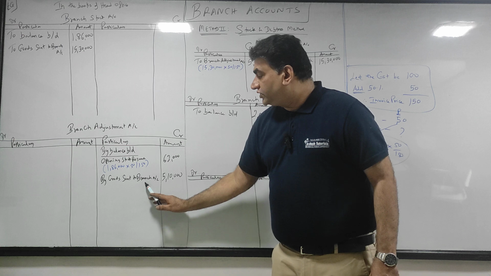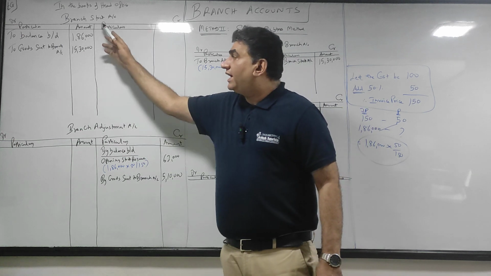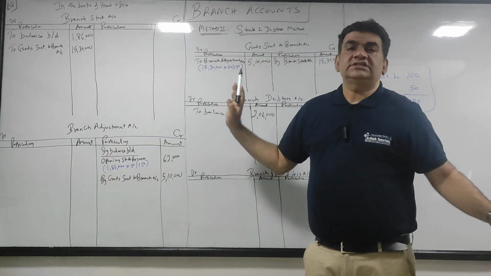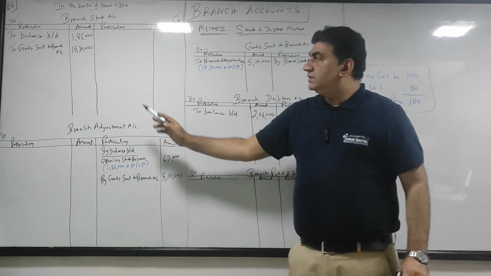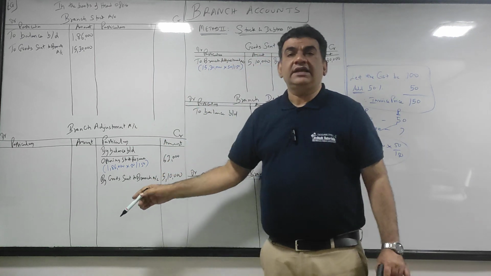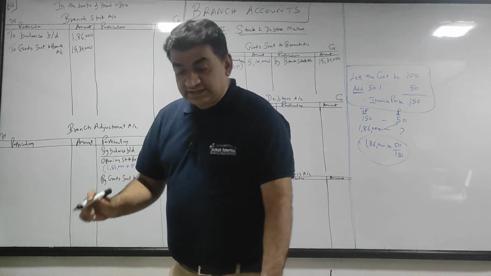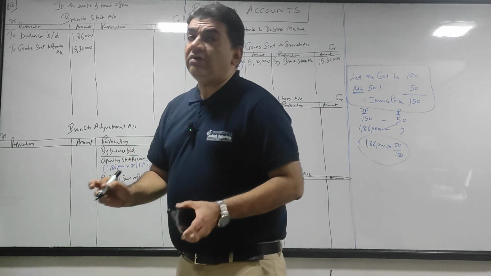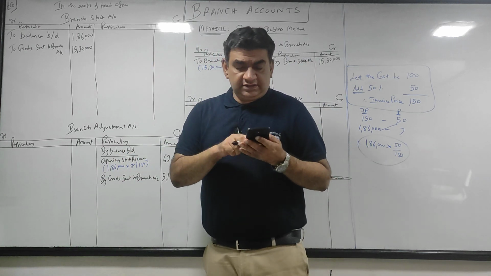Why is it written as goods sent to branch, and why not branch stock? This is the best way to do it. So from here goods sent to branch, and from here we take out the profit. Got it, guys? Clear? Now listen very carefully.